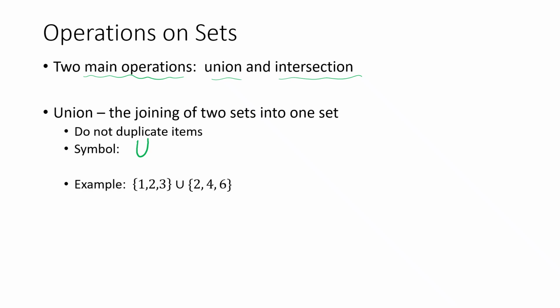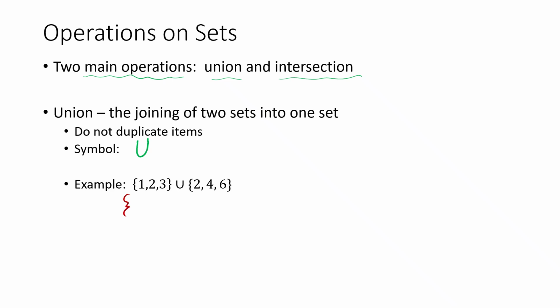All right, and here's an example. So this is my first set. My first set is the numbers 1, 2, and 3. And my second set is the numbers 2, 4, and 6. And then the operator is between them, and this tells me what I'm going to do to the two sets. So remember that union is the joining of two sets into one set.